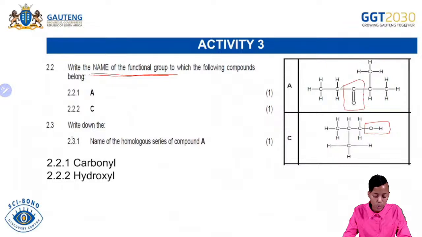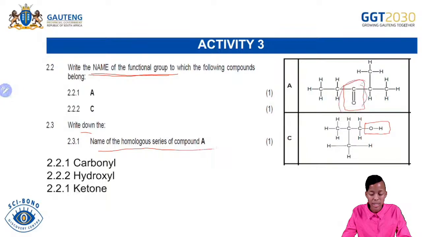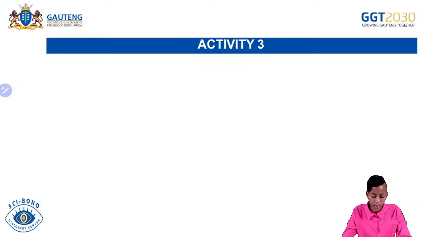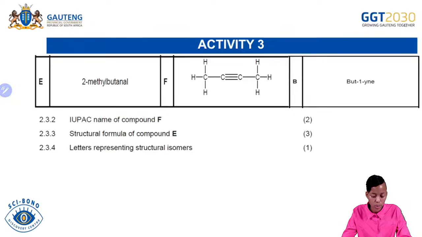Then 2.3, write down the name of the homologous series, right? Now they're asking you for the name of the homologous series. So because we said it's a C double bond O and it's in between two carbons, we said the name of the homologous series would therefore be a ketone. Next one, 2.3.2.